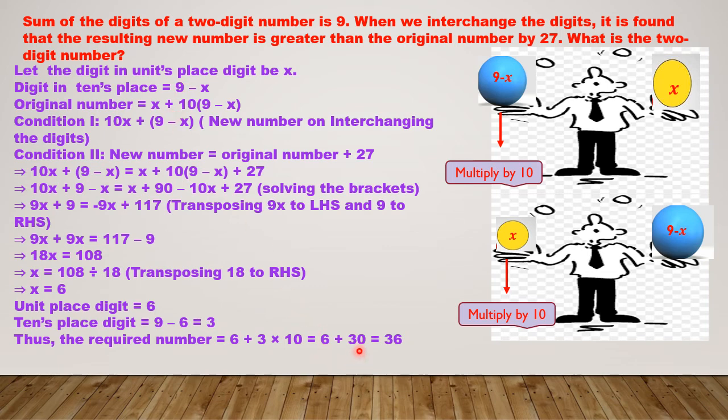See, the tens place digit is 3 into 10, 30. I told you we use the place value. So now you understand? Here it is 9 minus 6, that is 3, and 3 into 10 is 30. 30 plus 6. That is why we are putting the symbol of plus. In the beginning, you wouldn't have understood why the plus symbol is there, but now it would become easier for you to understand. Once again, I am repeating.